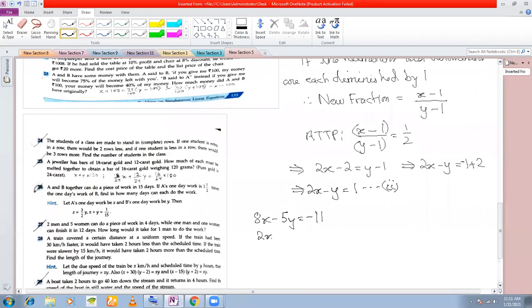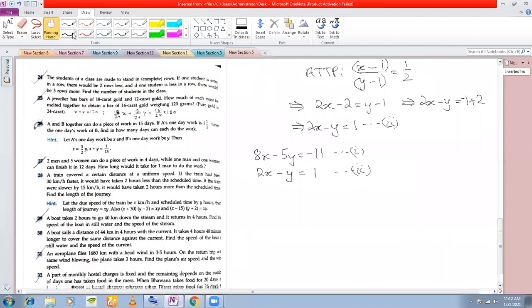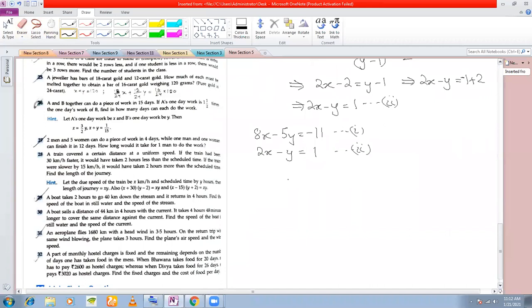And 2x minus y is equal to 1. This is your equation number 1, and this is your equation number 2. In fact, here also you can use substitution method because you see that the coefficient of y here is 1. Or if you want, you can use elimination method. No problem, either of the methods doesn't matter. Okay, so let us use substitution method.